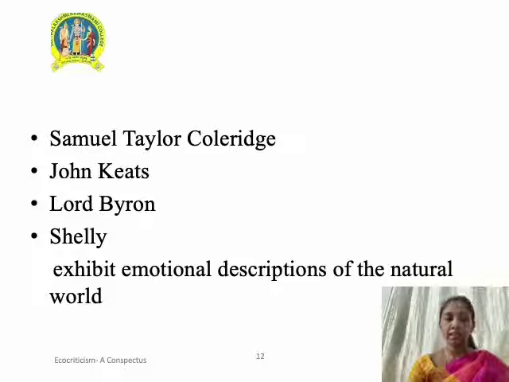We have another set of British writers. They are Samuel Taylor Coleridge, John Keats, Lord Byron and Shelley. These writers exhibit the emotional descriptions of the natural world. For example, Shelley's Ode to the West Wind has been called the most inspired lyrical poem describing nature.